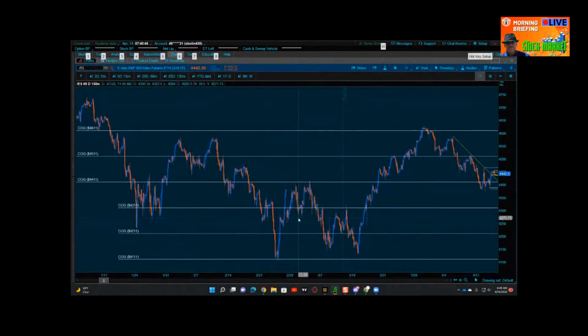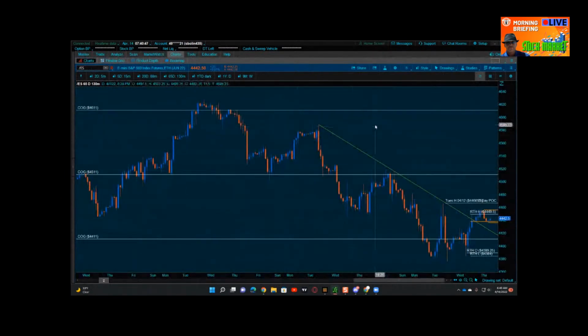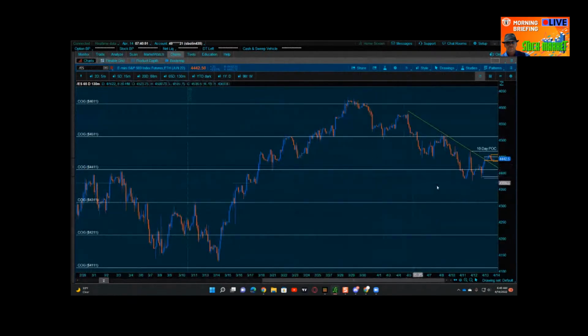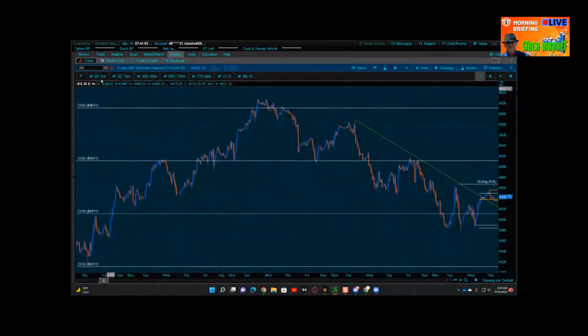All right, so we had a trend line breakover in the S&P. Here we are on a 130-minute chart, and you can see the trend line breakover from yesterday. After we got above it, we've just been kind of stagnating a little bit, kind of holding the line. There is the 10-day point of control that we're going to get to when we look at the volume profile.